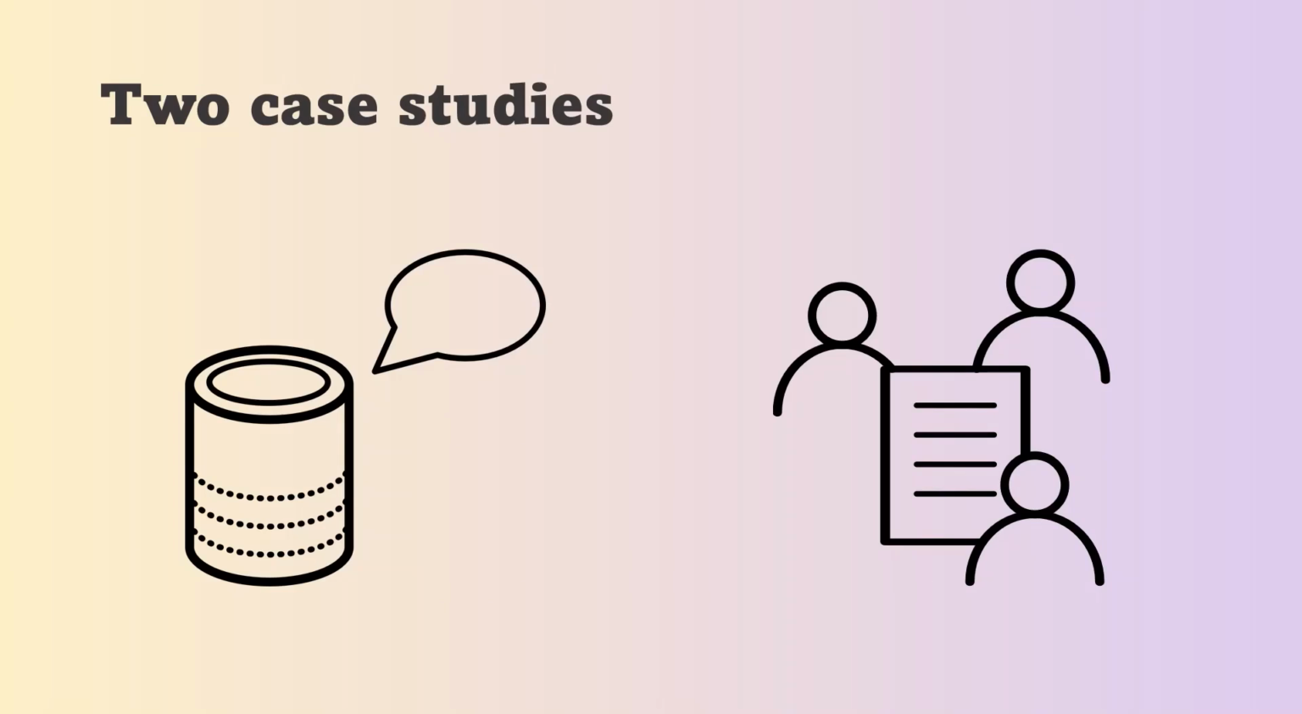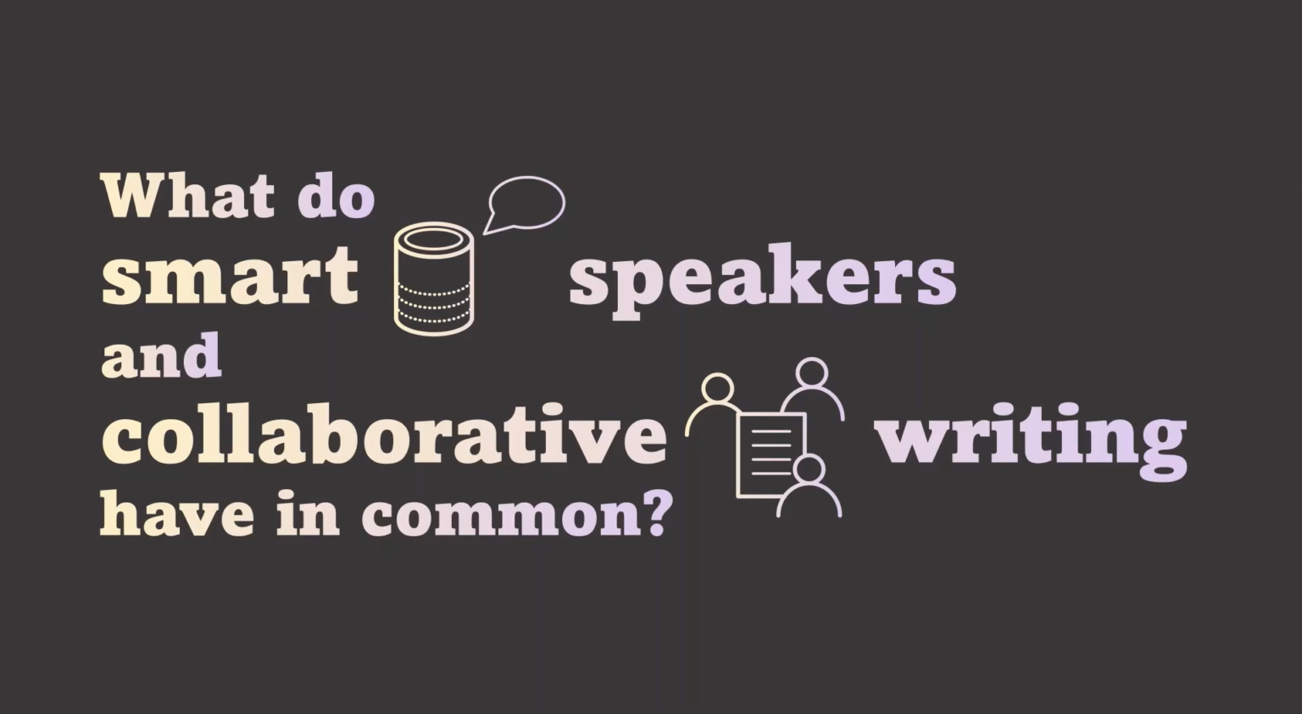One case study addressed smart speakers in the home and how people understand the role of smart speakers in smart home setups over time or when sharing a space with other people. The other case study addressed collaborative writing and how people maintain an overview over shared work and make sense of changes over time. But what do smart speakers and collaborative writing have in common?